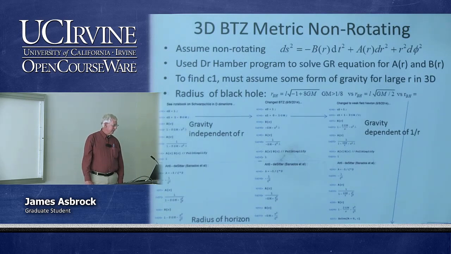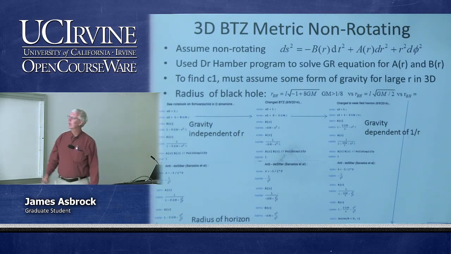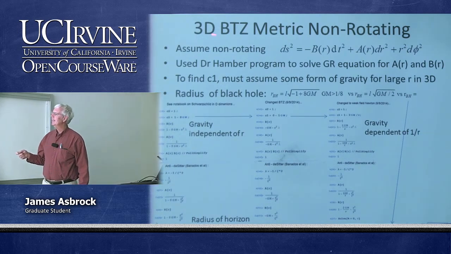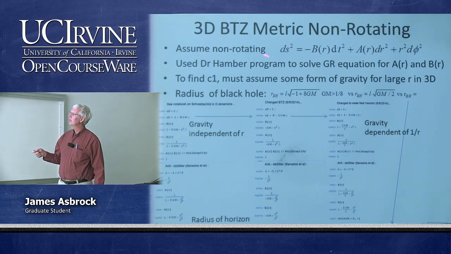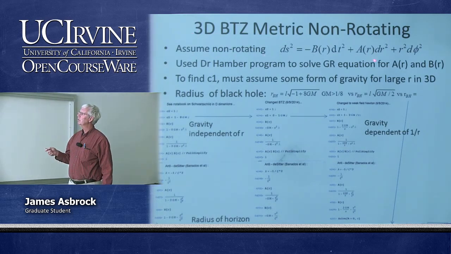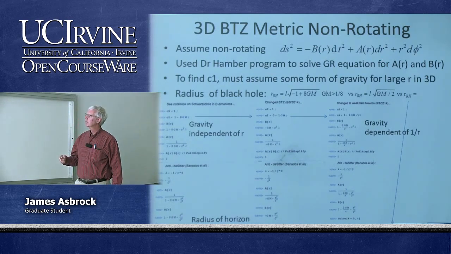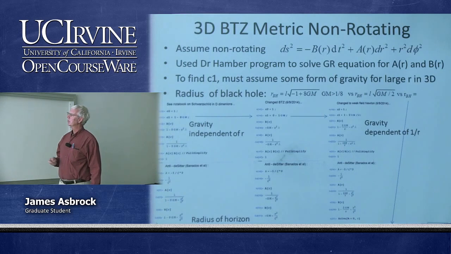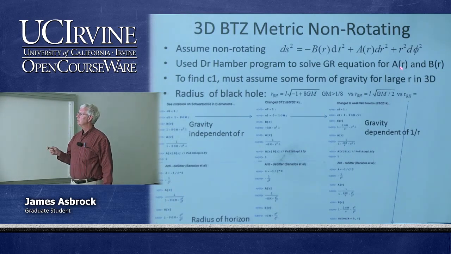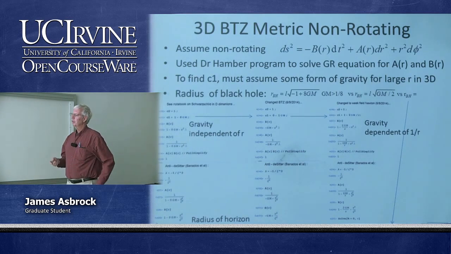So I tried to solve it to see how he came up with a solution for it. Basically I assumed it's non-rotating, so I got rid of all the angular momentum terms, and then I used the A sub r and B sub r representation that we did during class for the Schwarzschild metric. And then I used Dr. Hamber's program to solve the GR equation for A sub r and B sub r, and found some differences, and all of them were to do with what the constants of integration were assumed to be.